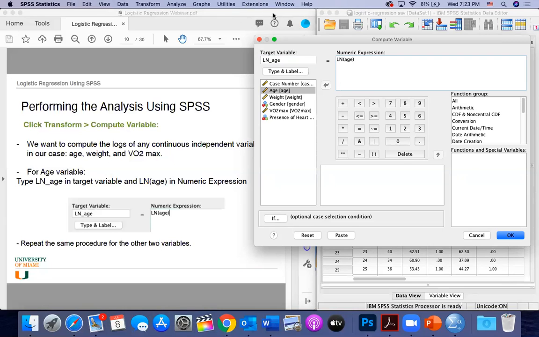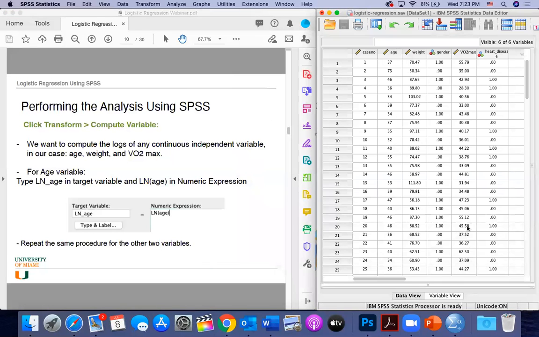So is everyone following, or do you want me to repeat this step? Is everyone following? Yes, no? Good. Okay, so then you want to click on OK. So let's wait until the analysis is done.